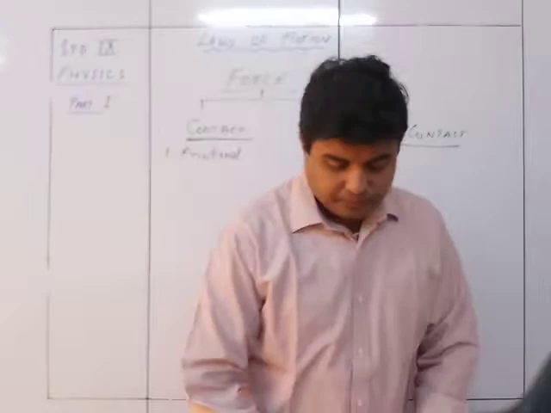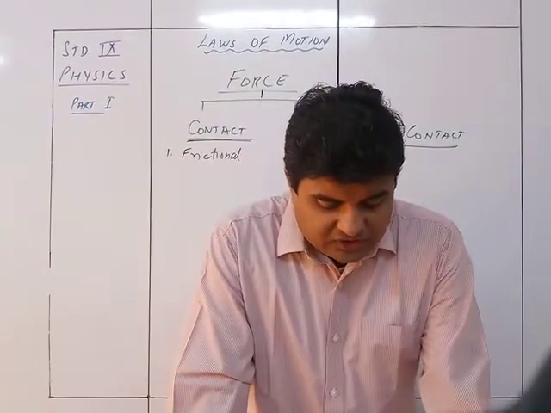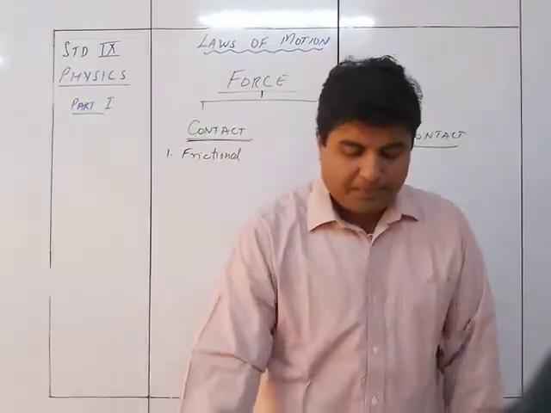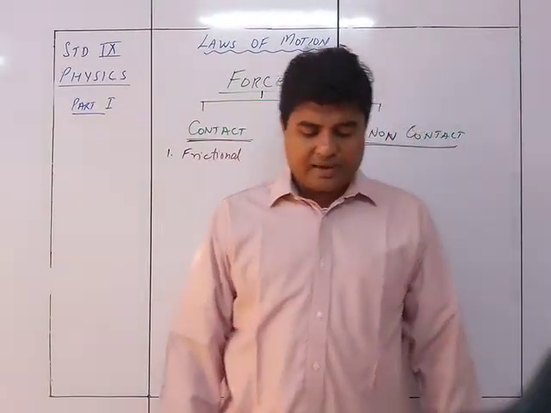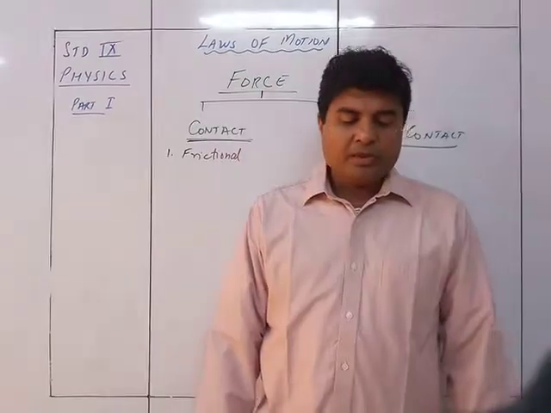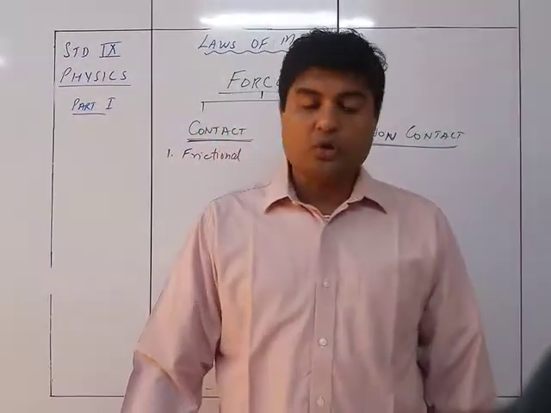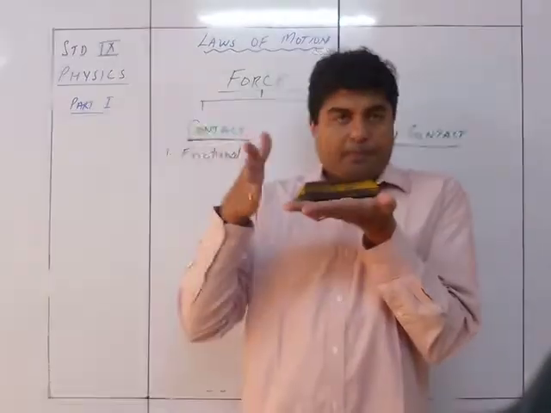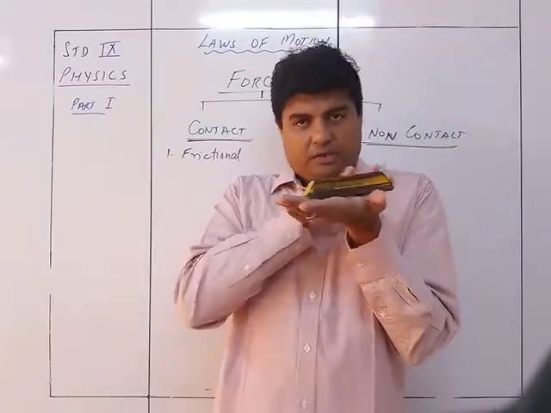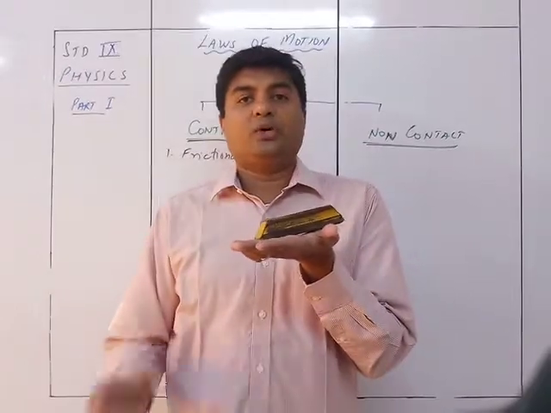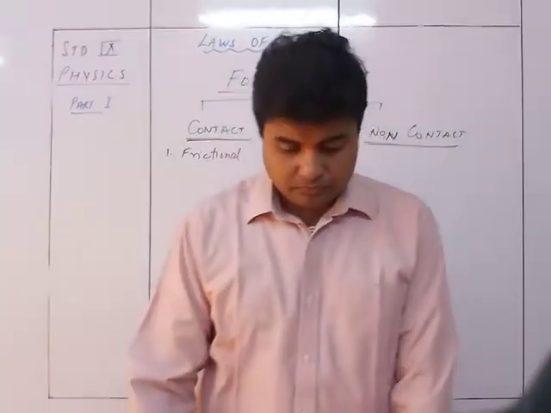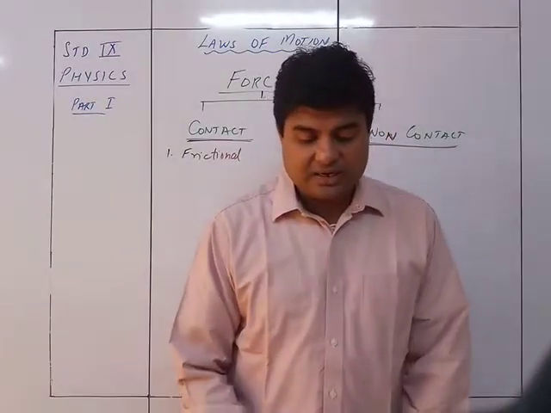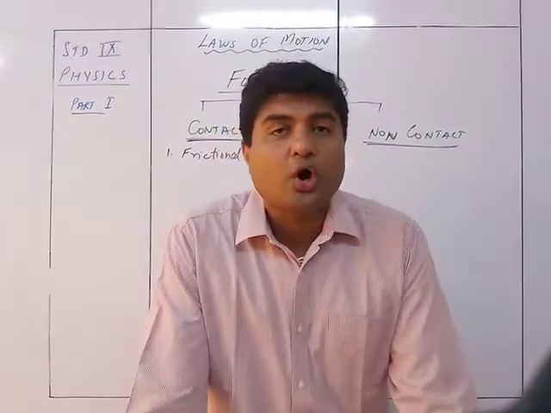So this force is called a frictional force or force of friction. When a book is placed on the table and is pushed to the right, the force of friction acts on the book towards the left. So when I am moving it towards the left, the frictional force will act towards the right. So this force resists the motion of the book on the tabletop.